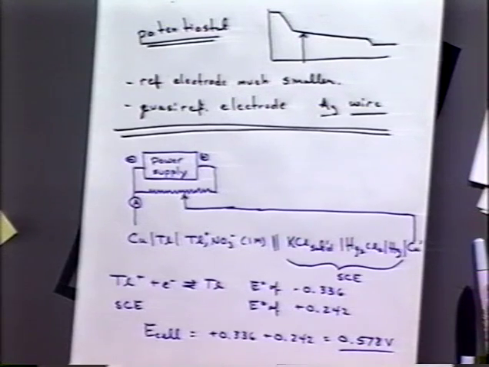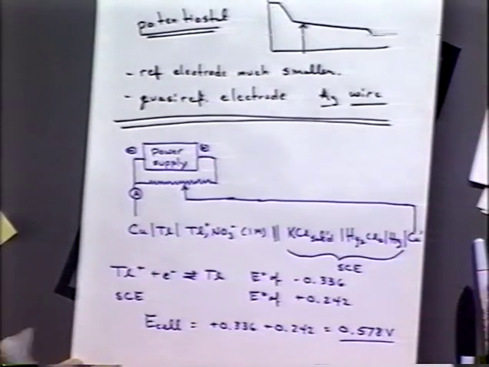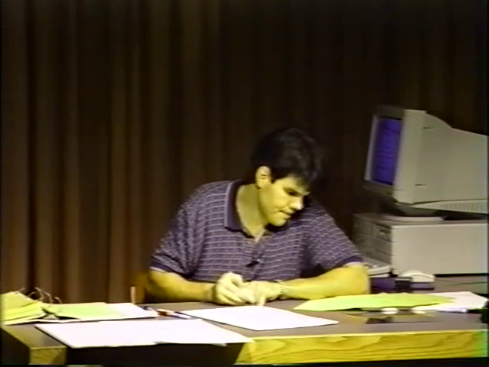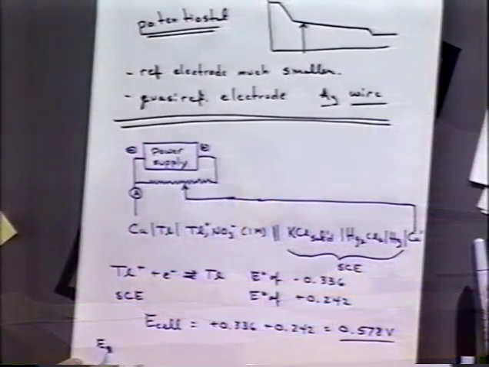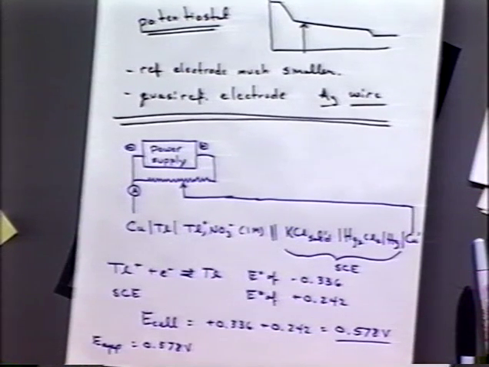So what happens? Well, suppose we apply various potentials on our power supply. What happens if we apply exactly 0.578 volts on our power supply? Well, in that case, we would have the power supply make our cell go from a spontaneous system to one in which we've got no potential difference between the terminals. In that case, the current would have to be zero because we would have exactly what we'd have for a system that would not occur spontaneously. So if we apply 0.578 with our power supply, the current would be zero.